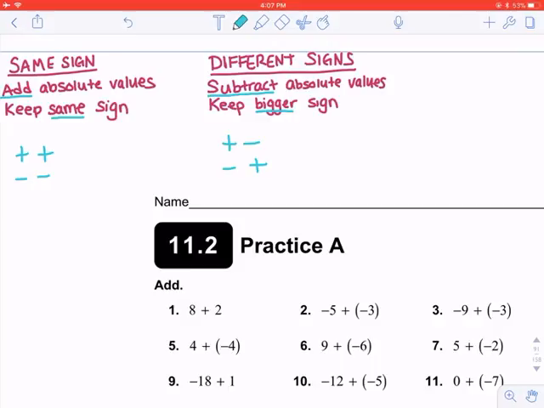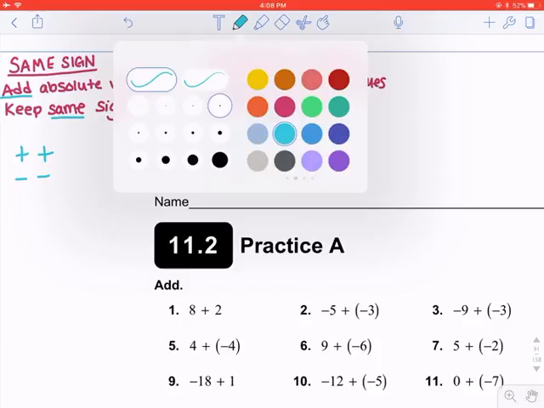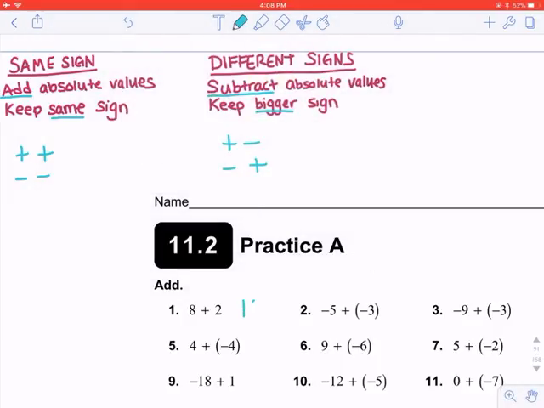Now this one looks familiar because they're both positive. I'm sure you could have done this problem before learning all this new stuff, but the rules are still going to apply. In problem 1, 8 and 2 have the same sign. They're both positive numbers. So the rule is you add them up and then you keep that same sign. You keep it positive. 8 plus 2 is 10. And then, since 8 and 2 are both positive, we keep the 10 as a positive 10.